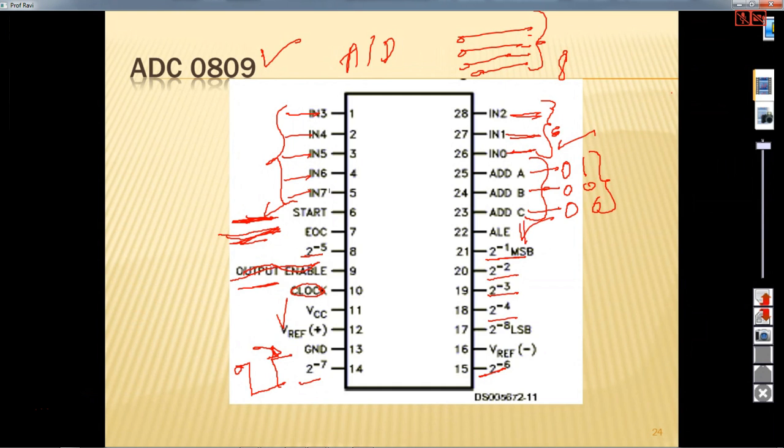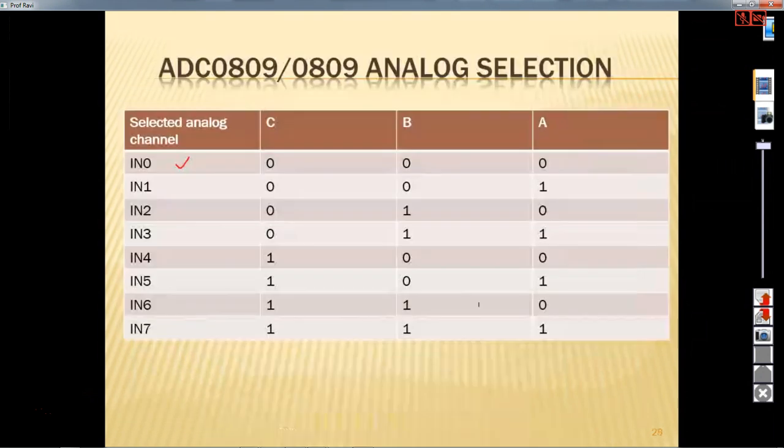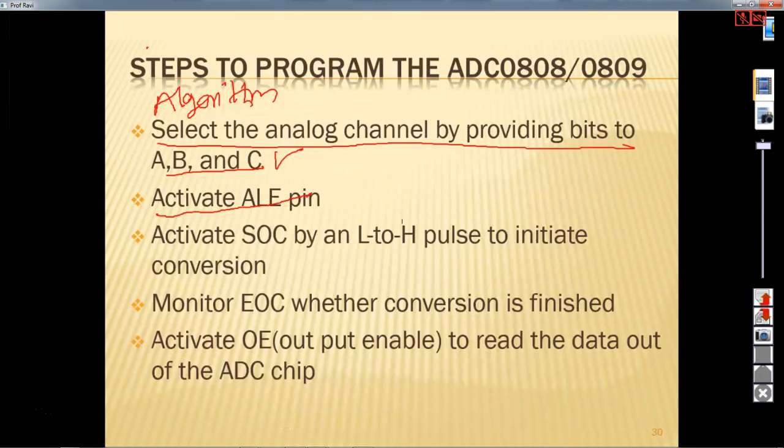This ALE is to latch the command which you have written to select a particular channel. So that is what is written here. The second step is to activate the ALE pin. Activate ALE pin means you have to generate a pulse on the ALE, so that what you are writing on the ABC of the channels goes to the A to D converter, and that particular analog input is connected to the A to D pins.